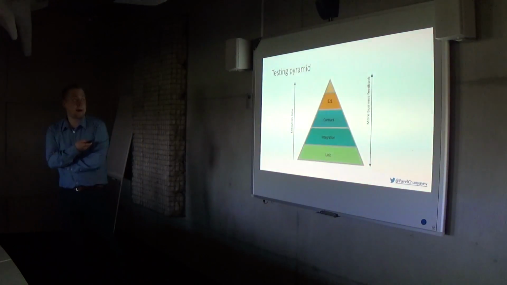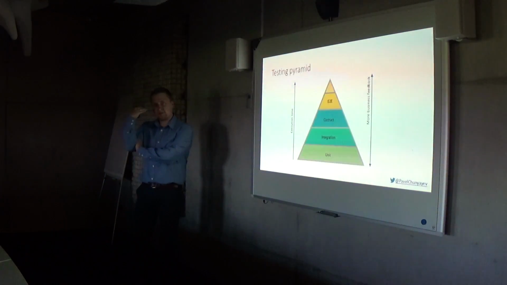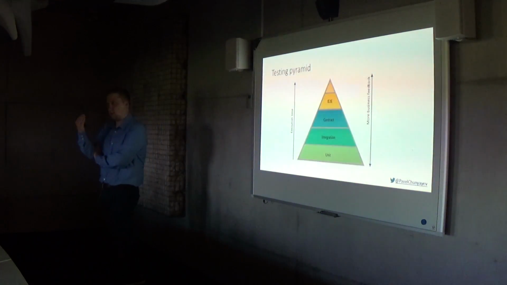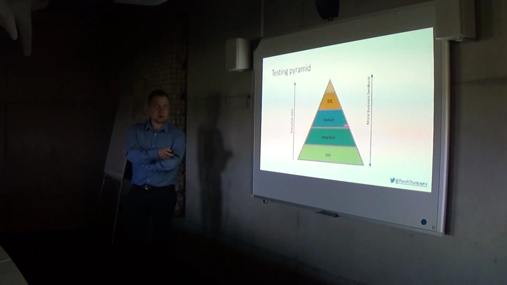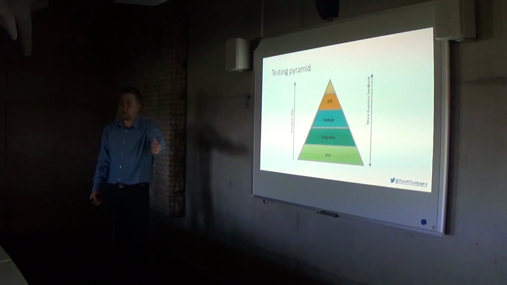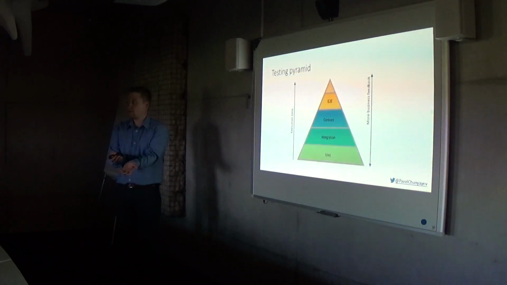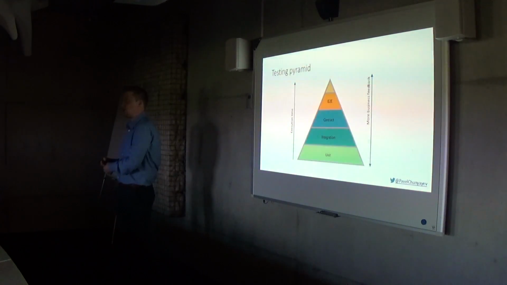Another perspective: the more we go to the top of the pyramid, the more feedback we give to business that we are building the right thing. Because end-to-end tests show how users interact with the system. And if an end-to-end test fails, the product manager knows this feature is broken. But if an end-to-end test fails, where is the bug? Good luck finding it. You will spend hours to find out where the bug is if you're a developer.